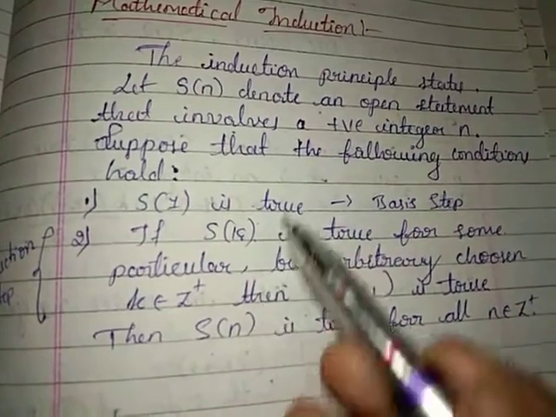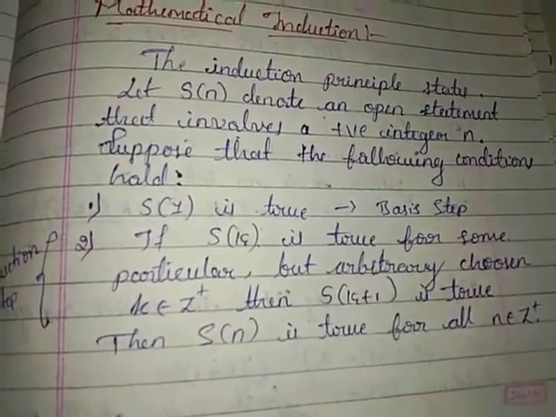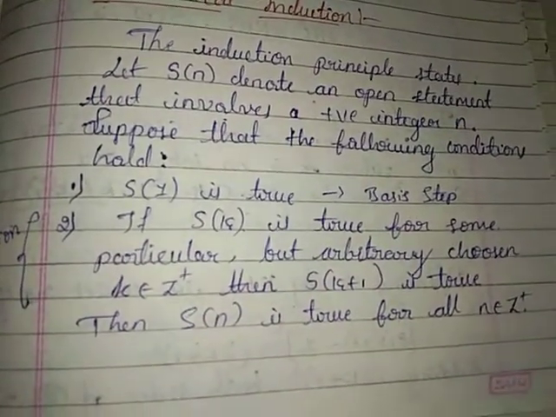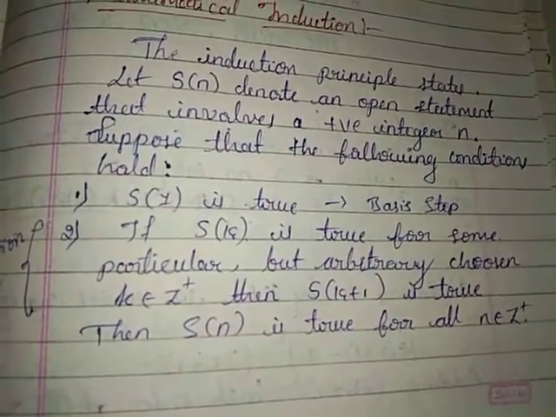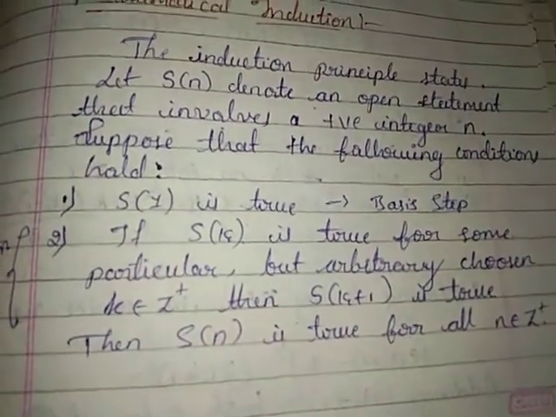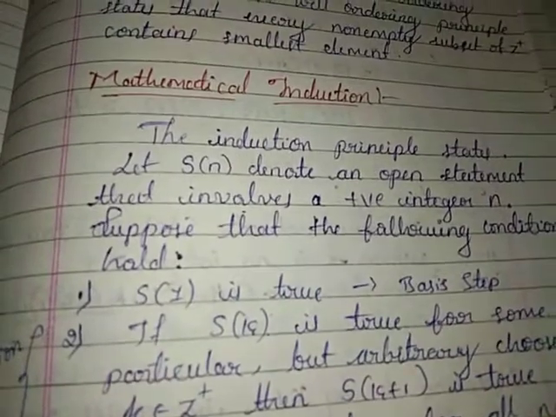So by proving these two steps, we show the statement is true for all values of n, those are the positive integers. That is the method of mathematical induction.